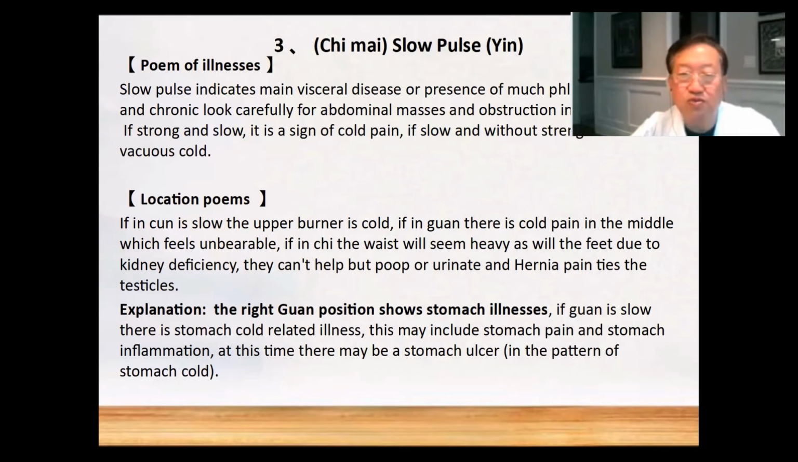Explanation. The right Guan position shows stomach illnesses. If Guan is slow, there's stomach cold related illnesses. This may include stomach pain and stomach inflammation. At this time, there may be a stomach ulcer in the pattern of stomach cold.